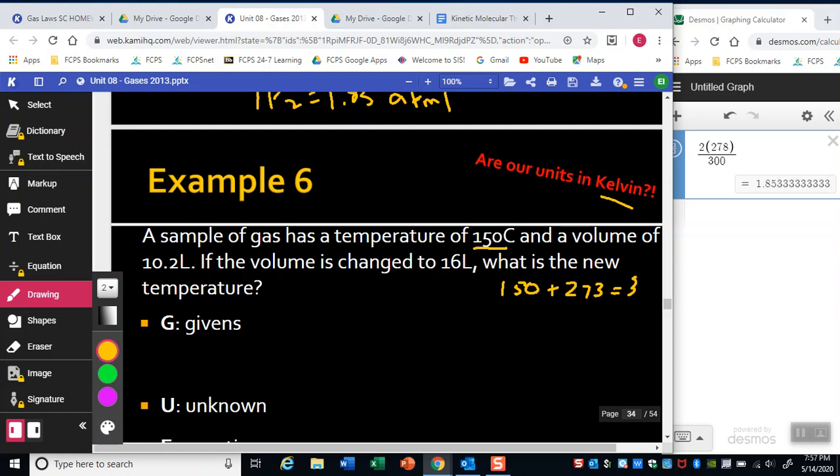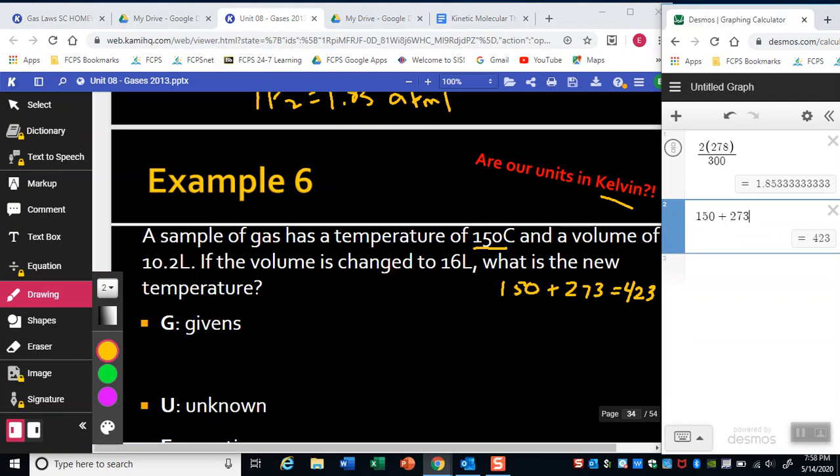Let me erase that. Maybe I'll start with the ones. So 3 plus 0, 7 and 5 is 12. And so I've got 423. I had Desmos over here. I could just add that up there real quickly, right? 150 plus 273. I don't need to impress anyone. 423. All right, so there we go.